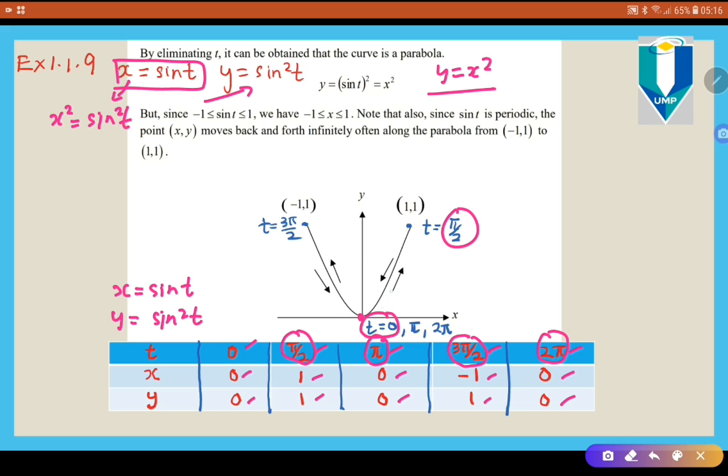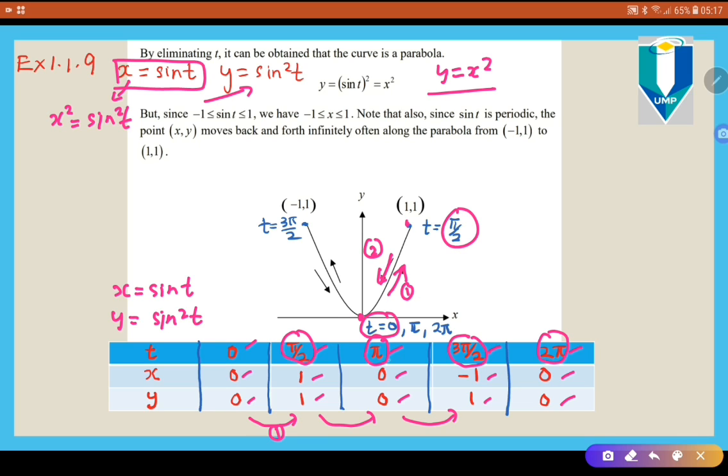So the arrow is going up like this. From t equals 0 to pi over 2, that will be the first arrow. And then from pi over 2 to pi, the point moves from 1, 1 to 0, 0 again. So the point is moving this way. So this is the second direction.